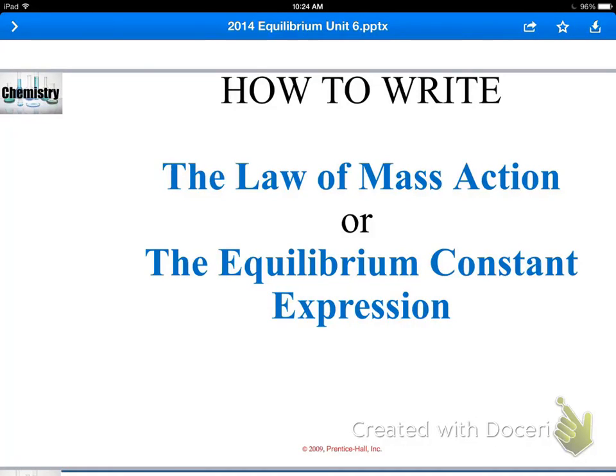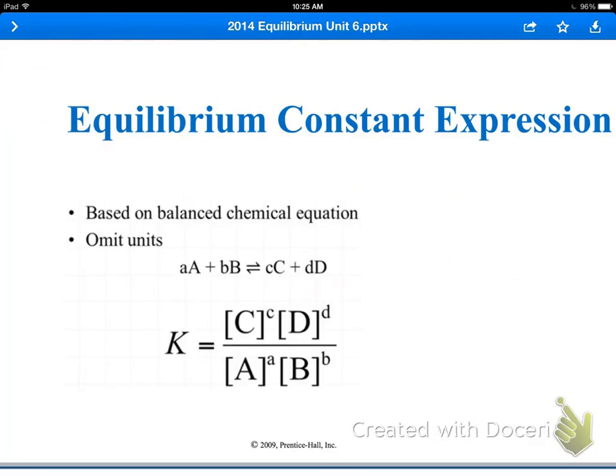Okay, in this podcast, we're going to talk about how to write the law of mass action, also known as the equilibrium constant expression. More often on the AP test, I've seen it expressed as the equilibrium constant expression, but in college, you're likely to see it as the law of mass action. Okay, so the equilibrium constant expression is based on a balanced chemical equation, so stoich does matter.